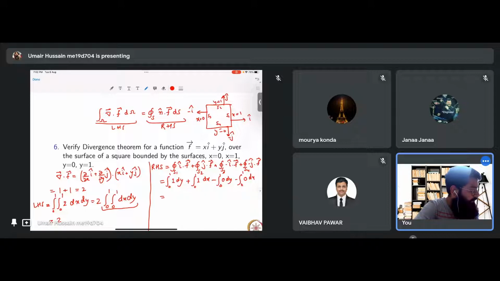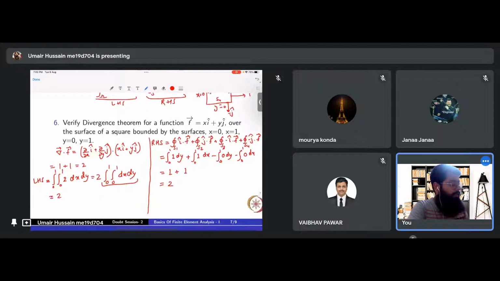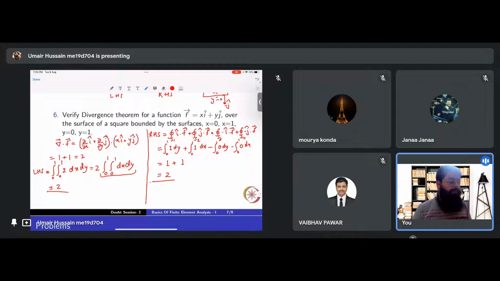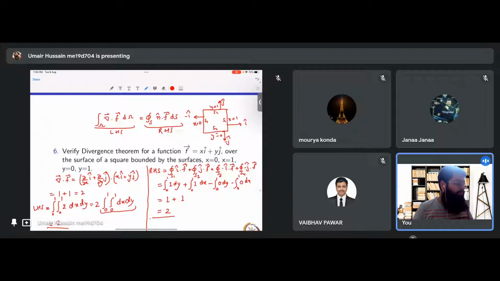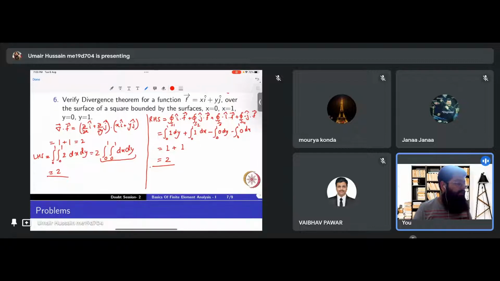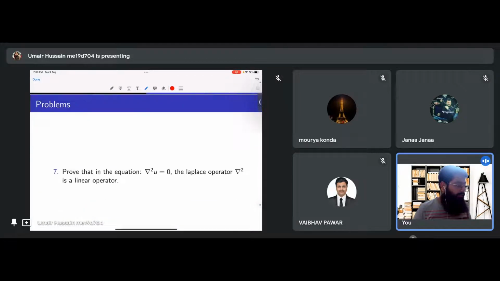So we'll solve this, we get 1, and this will get 1, and the others are 0. So finally we'll get 2. So you see the divergence theorem: we get 2 on the left hand side and 2 on the right hand side. So this way we can verify with a simple problem that the divergence theorem is true. Divergence theorem or gradient theorem, simply anything.